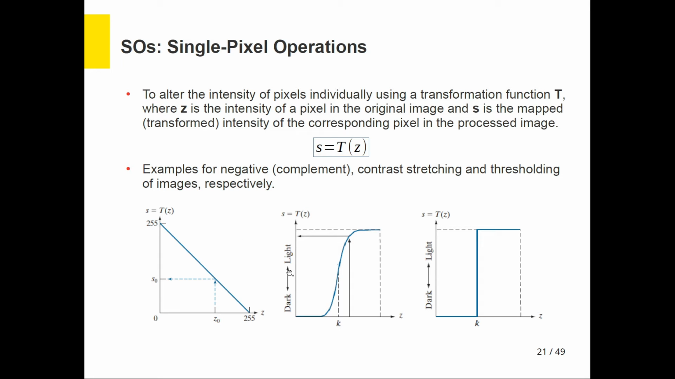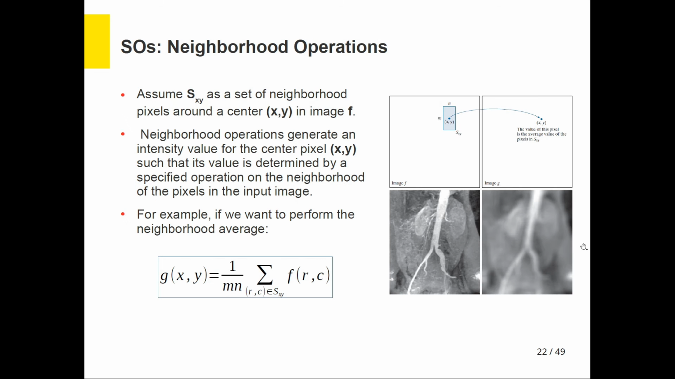These are three different samples of single pixel operations that are applied to images. I will talk in more detail later on about them, but just so you know, this is the intensity transformation function for creating the negative or complement of an image. This one is used for contrast stretching, and this one is used for thresholding an image.